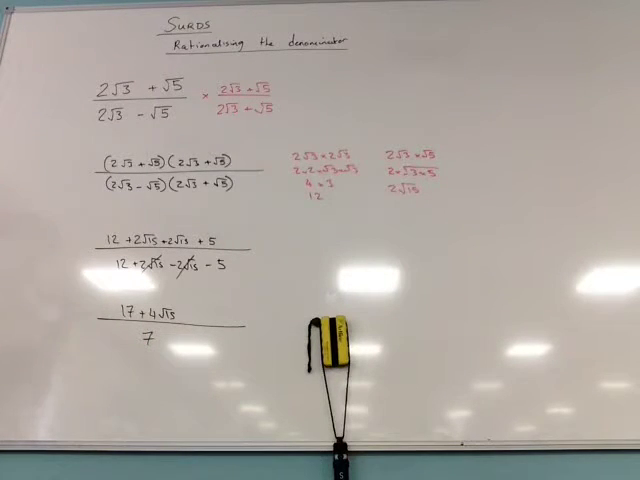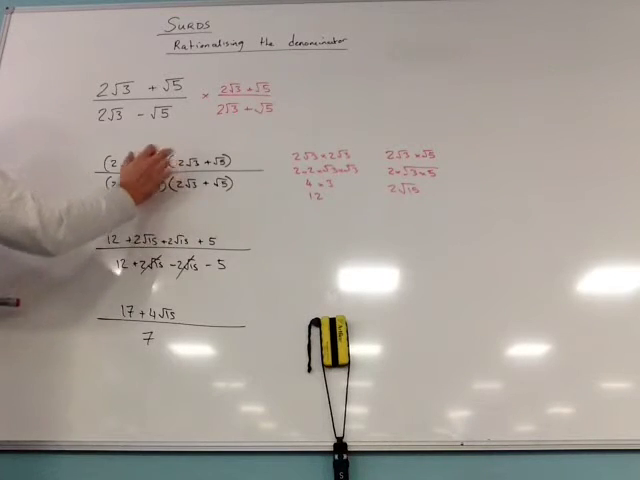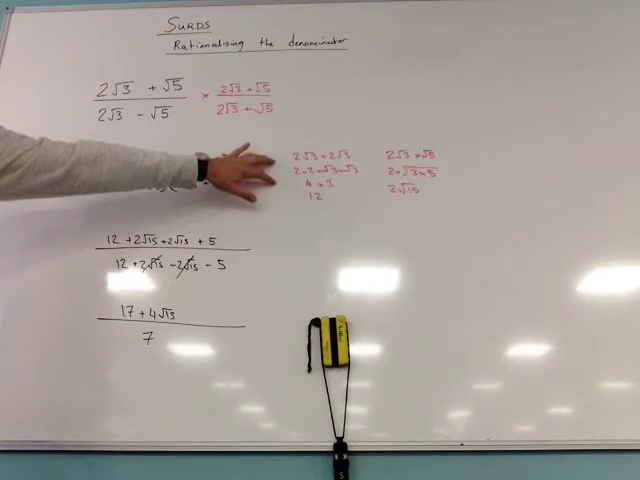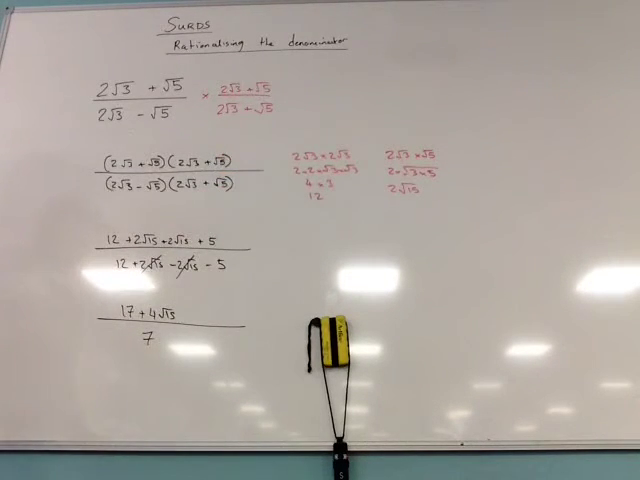So take real care when you are expanding these brackets, because that's where the mistakes can be made. If you need to write up the steps separately like I did there, feel free to do it. Remember, you shouldn't have any surds on the denominator. That's the whole purpose of rationalising the denominator.